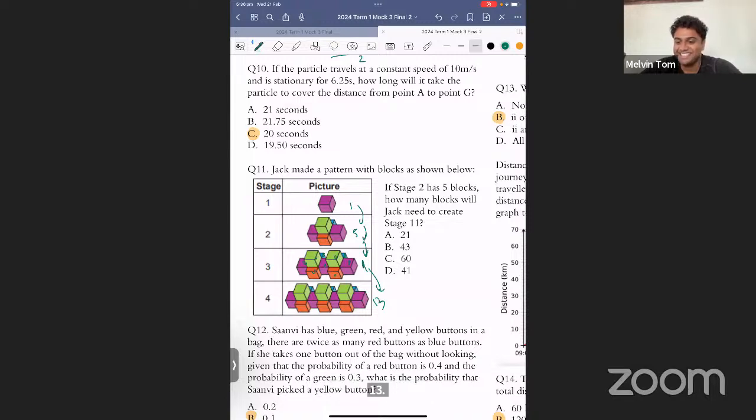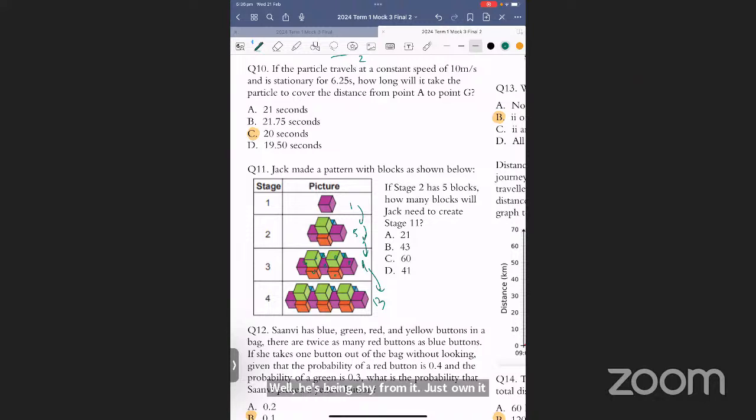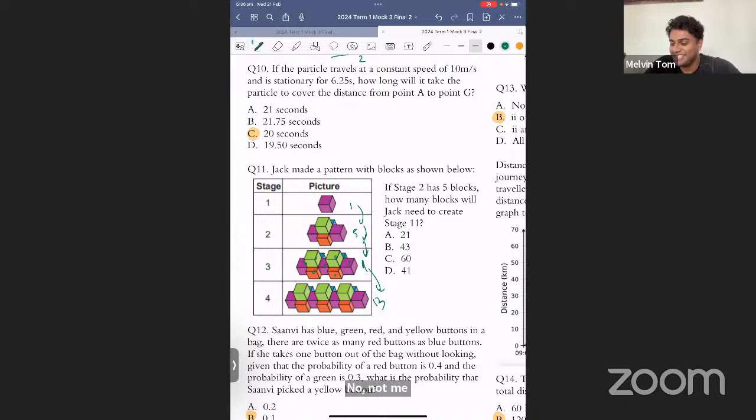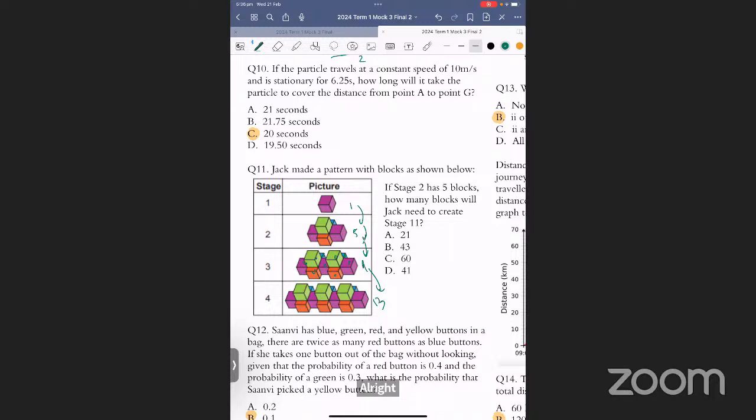Why are you being shy, Pranit? Just own it. Did you say obviously? Me? Oh, it's not me. So who said it? Mustafa? It's not me. Was it Mustafa? Not me. All right. I see, I get it. You guys are mean. You guys are trying to get back at me for hard mock exams.